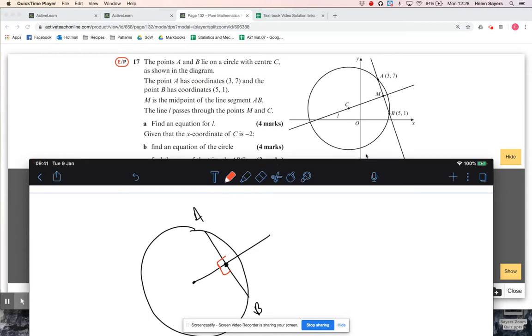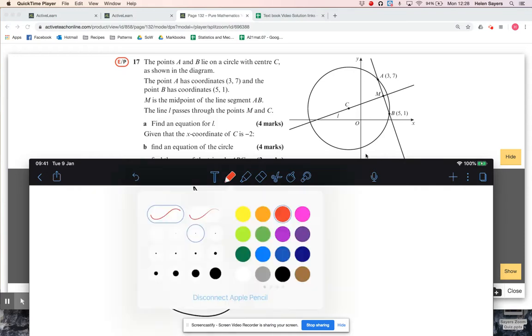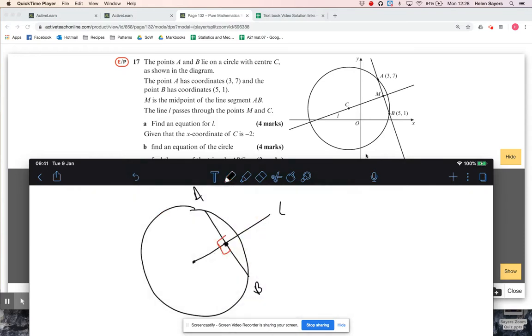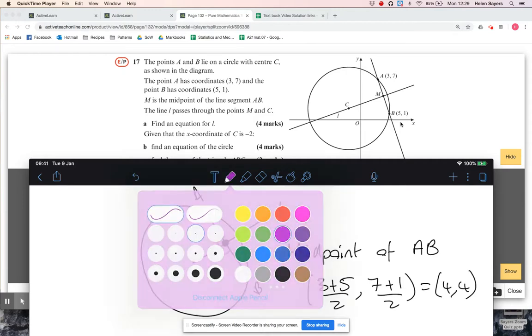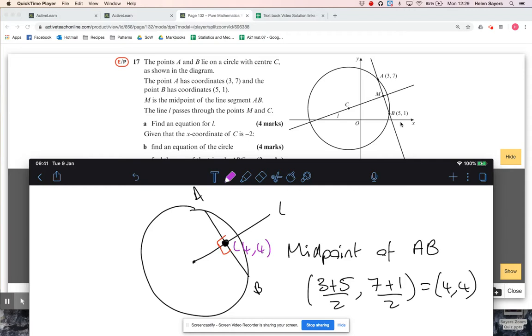I think that's going to be all right, because based on what we've just said, so this is line L. Well, we know it goes through the midpoint of AB. So let's get that. The midpoint of AB is just going to be the mean average of their coordinates. So the x coordinate will be 3 plus 5 over 2, and the y coordinate will be 7 plus 1 all over 2. So that's 8 over 2 and 8 over 2. Okay, so that point there is (4, 4), that's the midpoint.